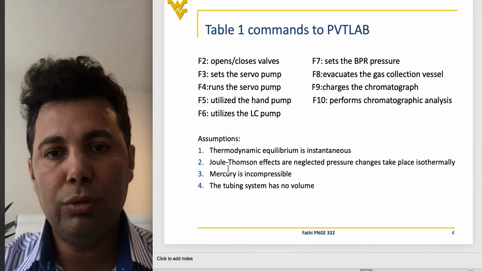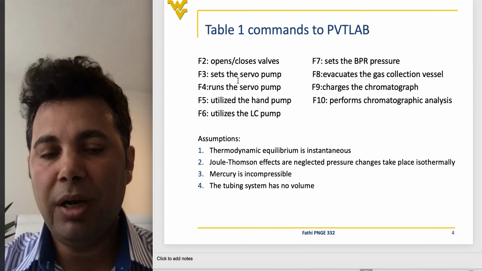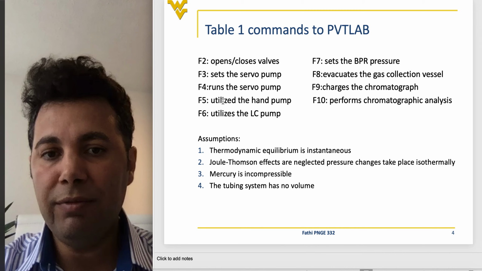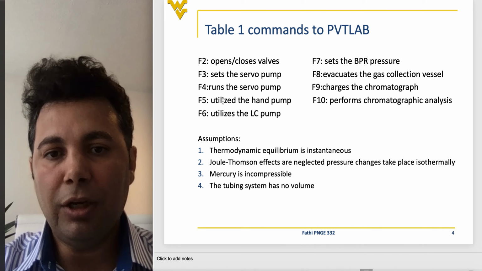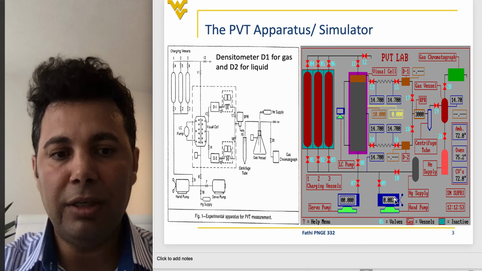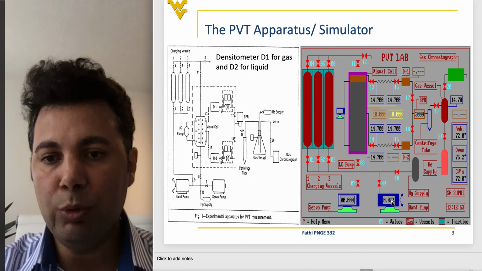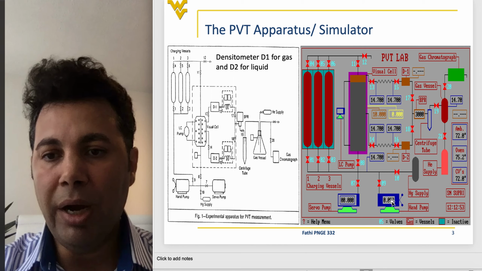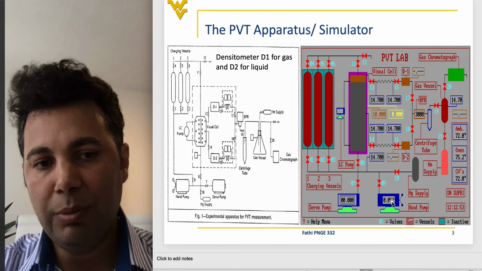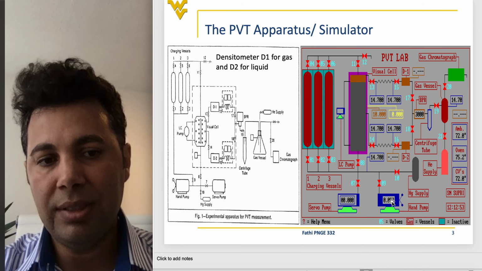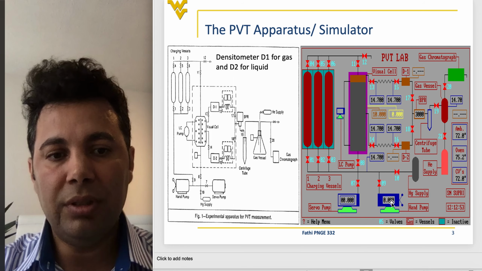If I want to use the servo pump, I use F3. If I want to use the hand pump, I use F5. So if I press F5, then I activate the hand pump. Then I need to say how much mercury I want to inject or how much I want to remove. If I put minus, it means I want to remove mercury from the cell. If I put plus, it means I want to inject mercury into the cell, okay? So this is for the F5.